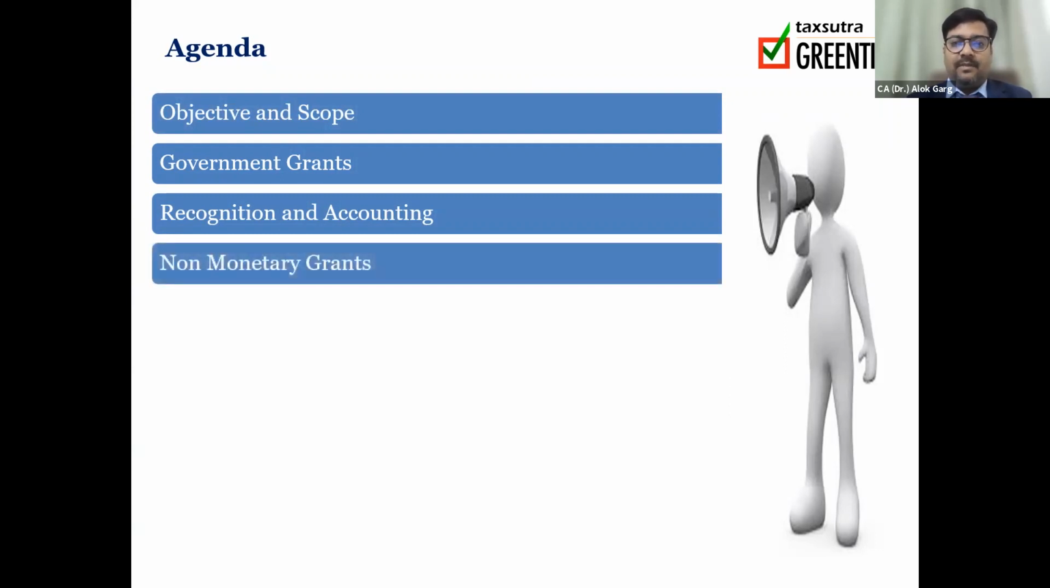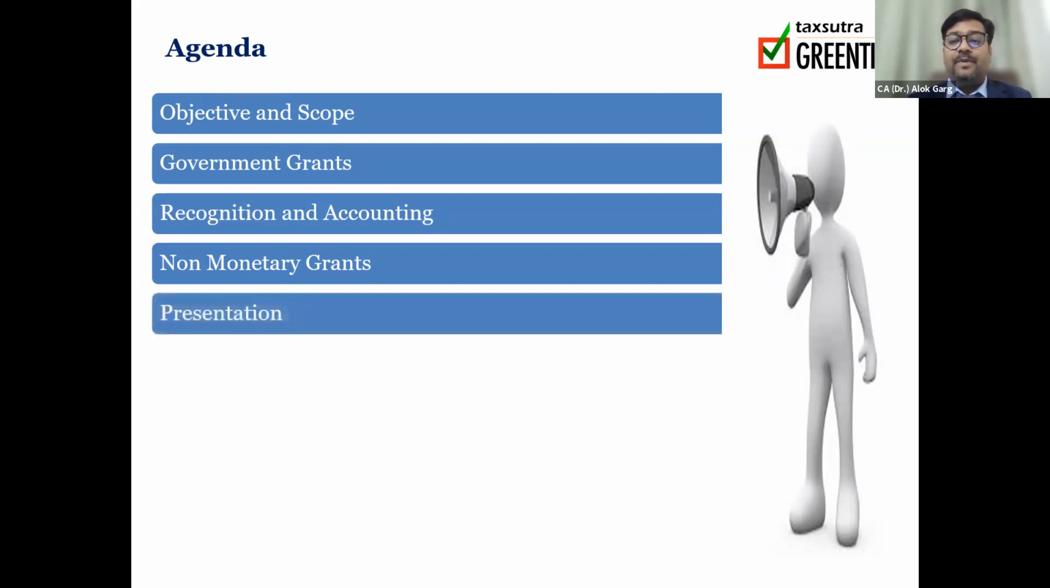Then we will discuss something about non-monetary grants. When the government is not paying cash to the company, rather government is providing a land or government is providing a machinery to the company, then how this non-monetary grant is going to be treated. Then we will talk about presentation of government grant in the balance sheet and P&L of the company.